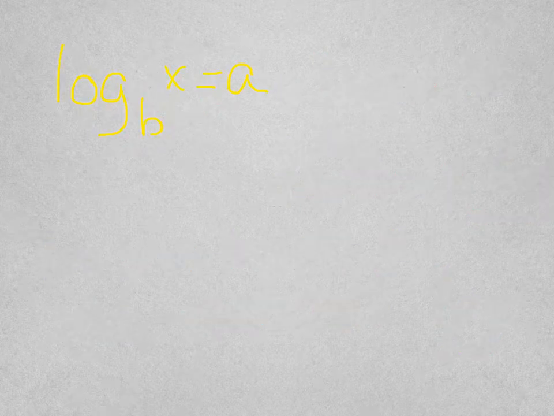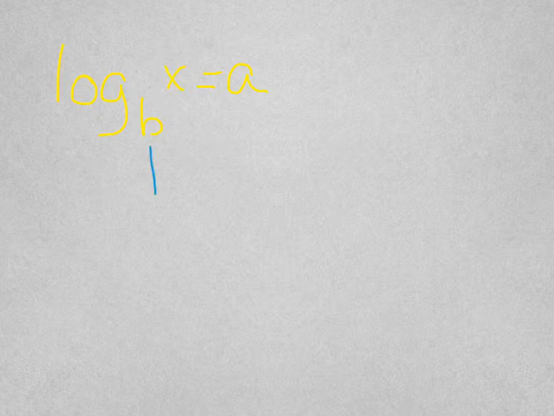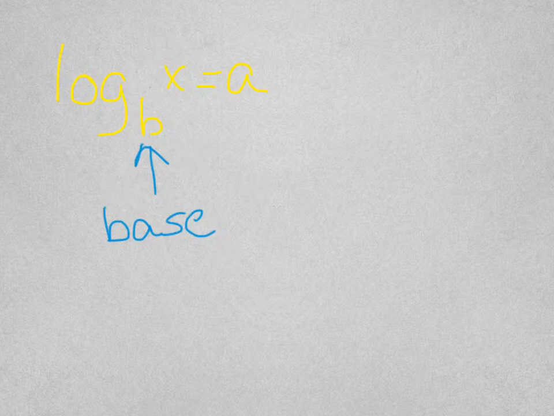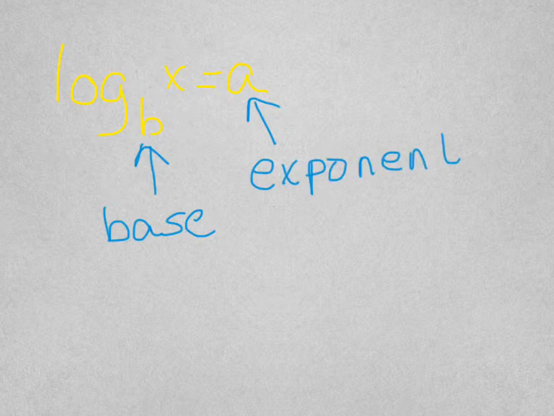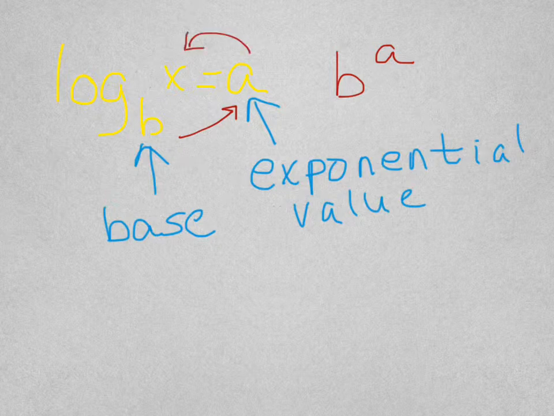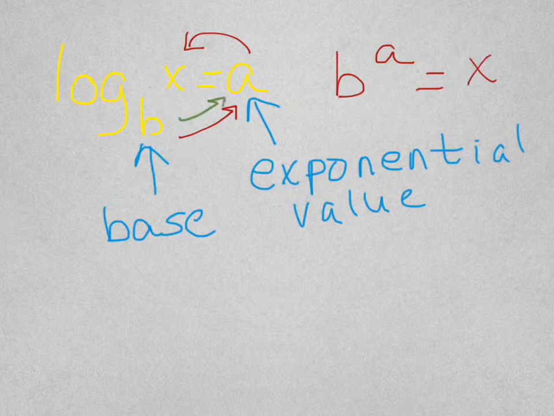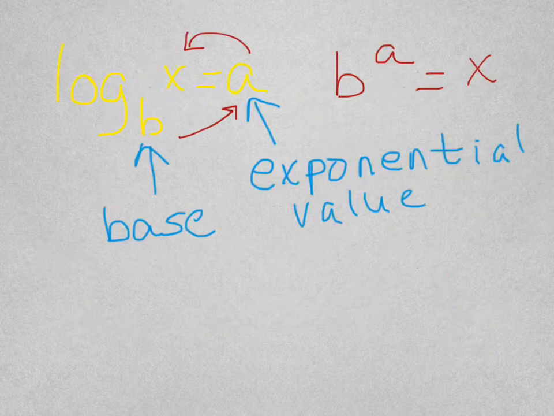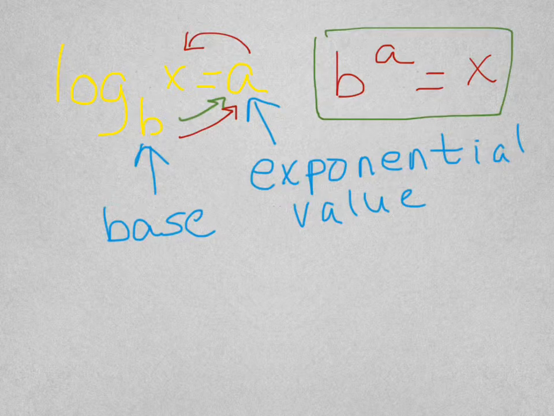Here we have log to base b of x is equal to a. The b stands for the base of the system that we're using the log in. The a will be an exponent when we convert it to exponential form. How we can convert this over is we take our base b and raise it to the a power, and that b to the a is going to equal x. Notice the circular pattern. You have b to the a, and then equals. So b to the a is equal to x.